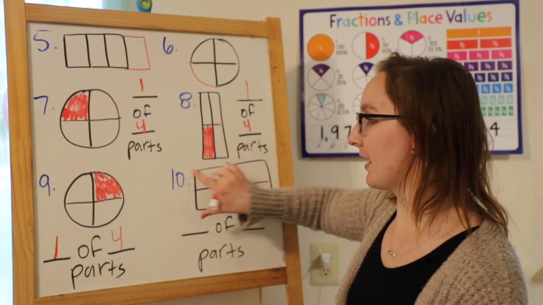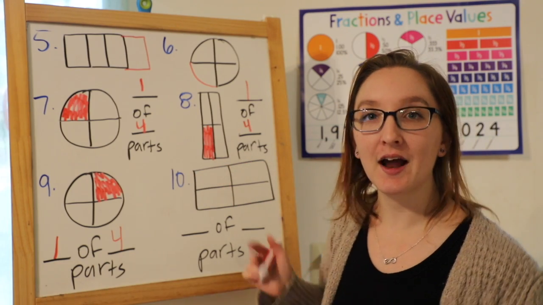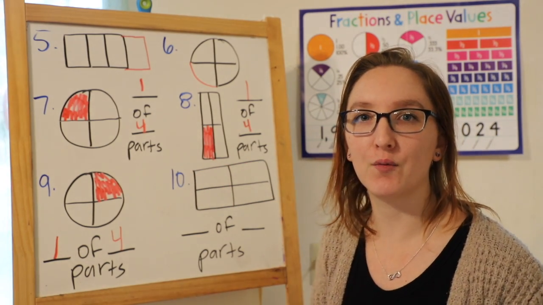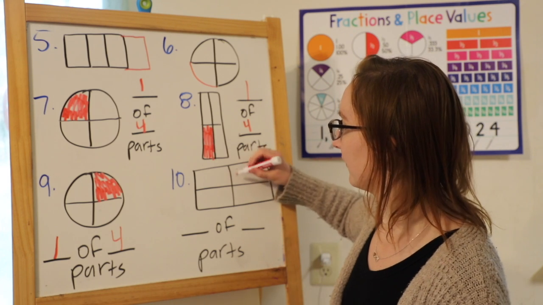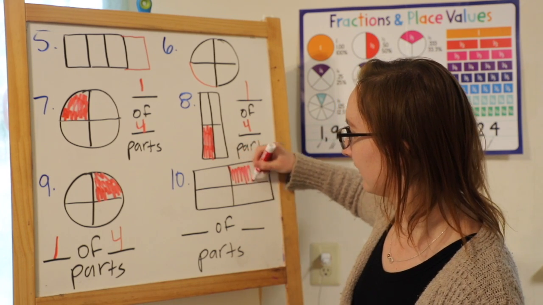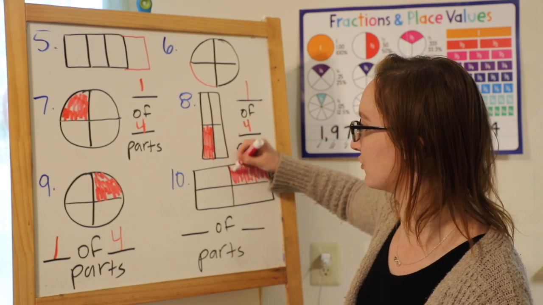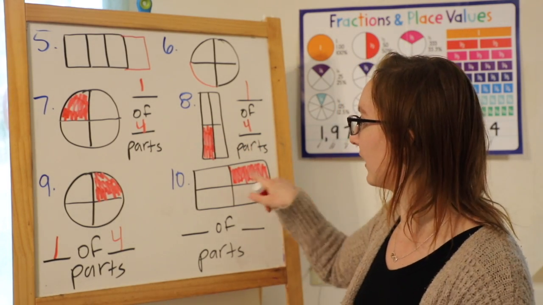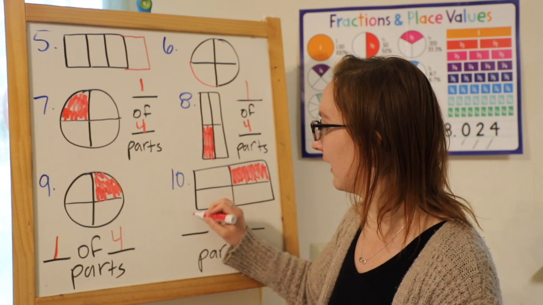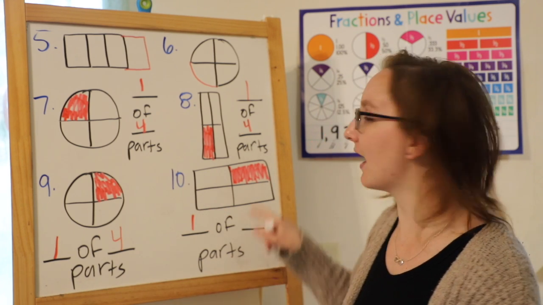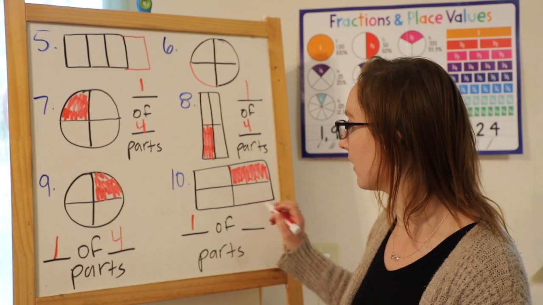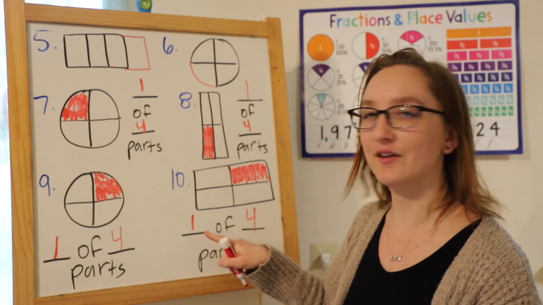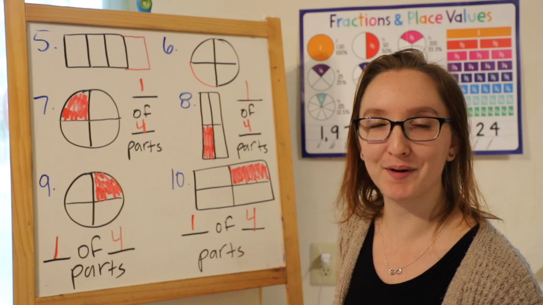Then I'm looking at my long rectangle over here. Same thing, I'm coloring in 1 of my equal parts. So I'm going to come over, I'm going to color in this guy over here. It doesn't matter which one that you color in, as long as you only color in 1 of them. So I colored in 1, and I'm going to write 1 right here. I have 1, 2, 3, 4 parts total. So I colored in 1 of 4 parts.